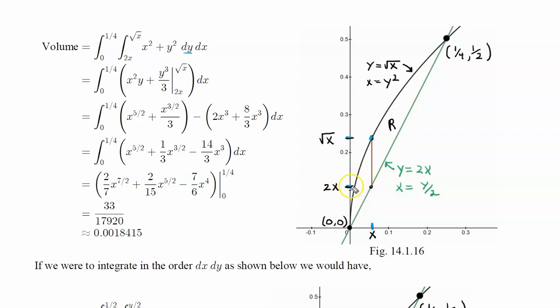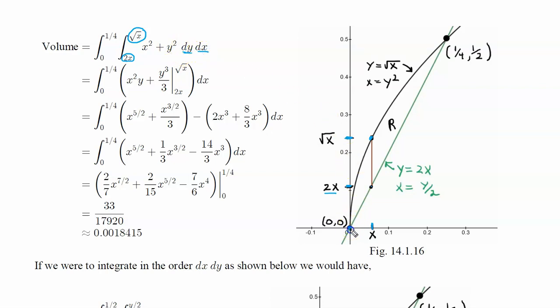Now this first point right here, since y equals 2x, well, that's going to be 2x on the y-axis. And for this curve, y equals the square root of x. So that's going to be the square root of x. So our limits of integration with respect to y first are going to be from 2x to the square root of x. Then we have to think, what does the x vary from?